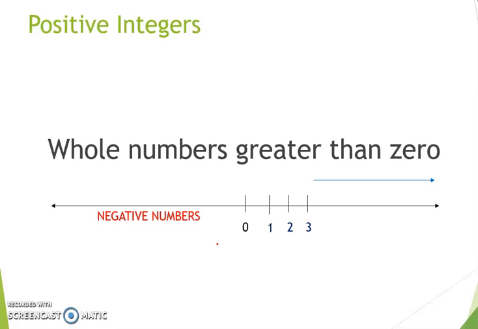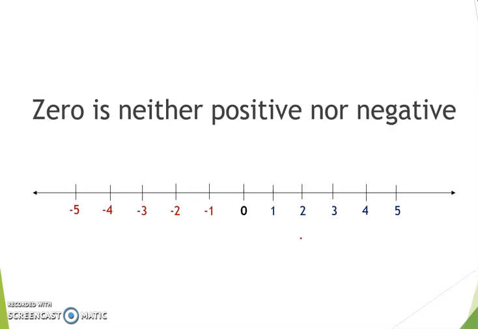Positive numbers are opposite negative numbers. Positive numbers are whole numbers greater than 0. Positive numbers on the number line are to the right of 0 and usually are just represented with the whole number. So you won't see a positive or plus sign in front of the whole number. If you see a whole number, you just automatically assume that that whole number is a positive number. Now, 0 is neither positive nor negative.